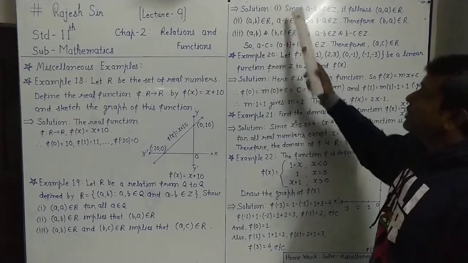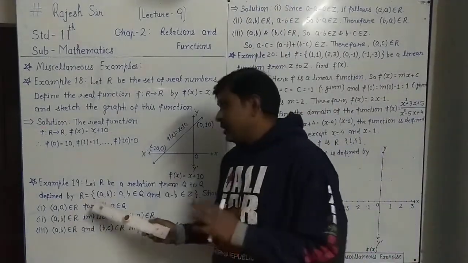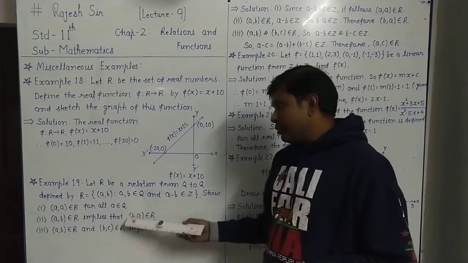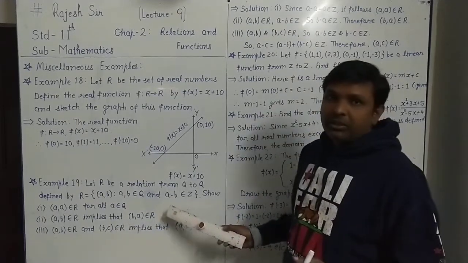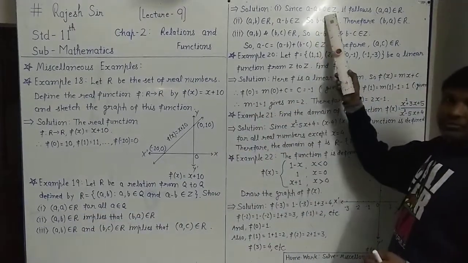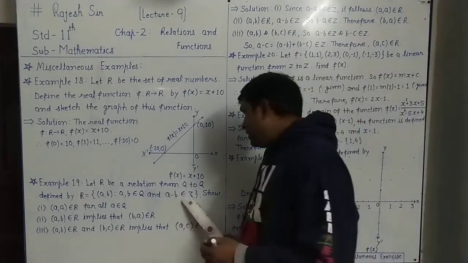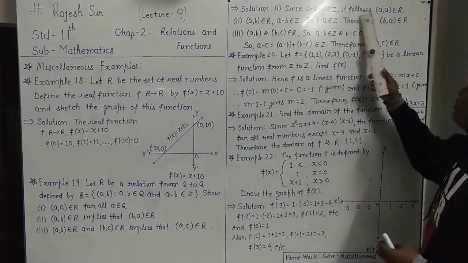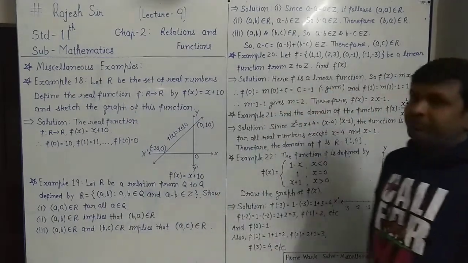Here in the solution, the first is: take (a, a) in this relation. a belongs to Q, it is given. And a minus a, in our case b is also a, so a minus a is 0. And you know that 0 belongs to Z. So a minus a belongs to Z, that should be shown, and here it is. So it follows that (a, a) belongs to R for all a belongs to Q.